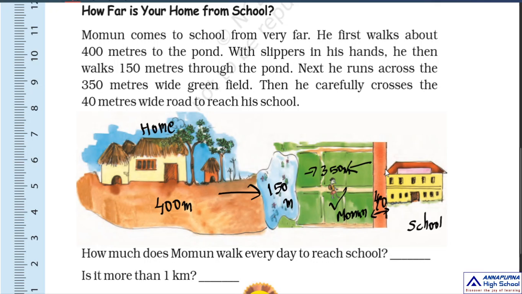Look at this boy, he is making this much struggle to reach the school. Not only Momun, most of the children in the north and east places face a lot of difficulty to come to school, but they are studying, they are learning. We are so lucky, we have a lot of facilities here.